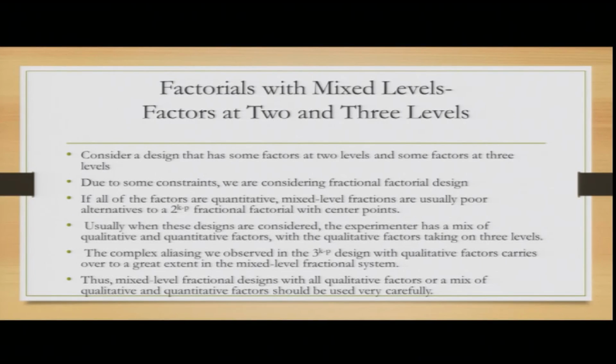Factorial with mixed levels, where factors are at 2 and 3 levels. Consider a design that has some factors at 2 levels and some factors at 3 levels. Due to some constraints, we are considering a fractional factorial design. If all of the factors are quantitative, mixed level fractions are usually poor alternatives to a 2 to the power k minus p fractional factorial with center points. Usually, when these designs are considered, the experiment has a mix of qualitative and quantitative factors, with the qualitative factors taking on 3 levels, and correspondingly the quantitative values should also be determined accordingly.